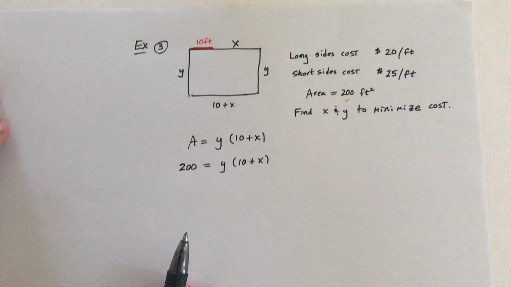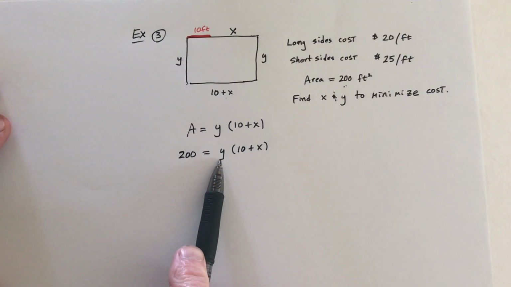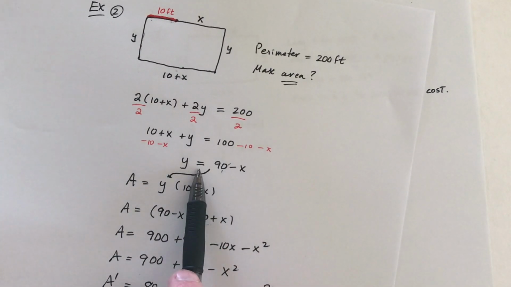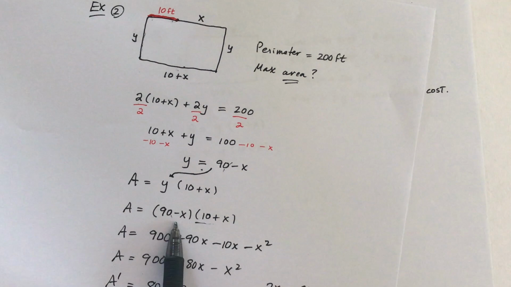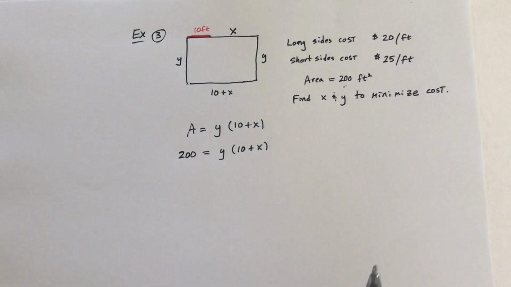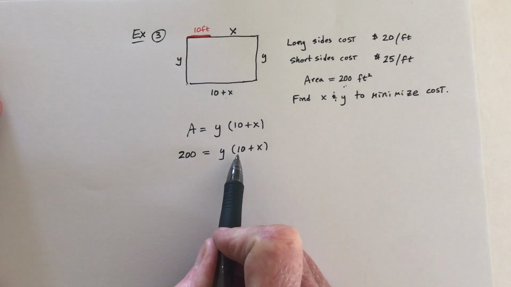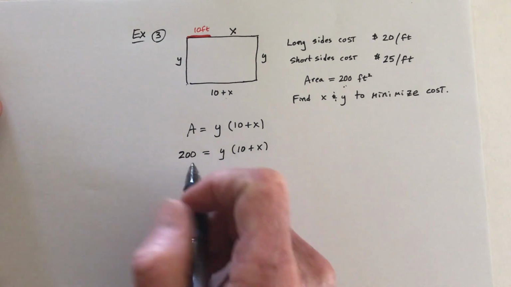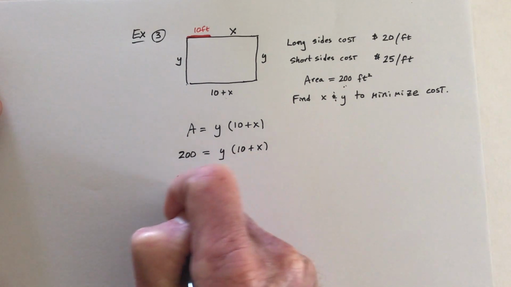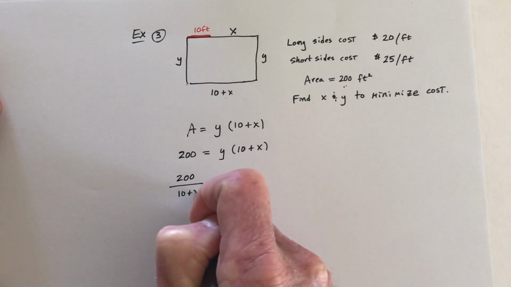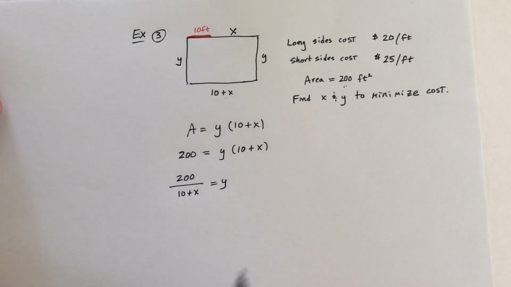And I can see that it would be quite easy to solve for y, and my experience on the last one says you're going to need to solve for y so that you can substitute it into the function, so I might as well do that part right now. So divide both sides by 10 plus x. So 200 divided by 10 plus x equals y. Okay, now I'm done with that part.